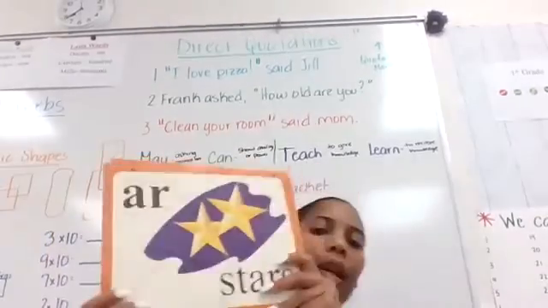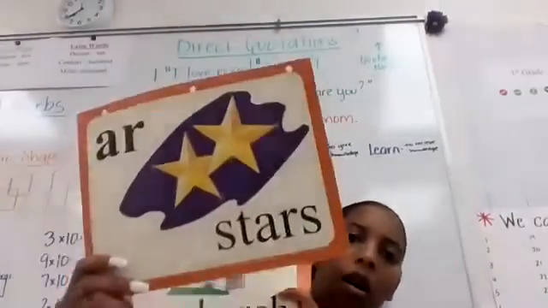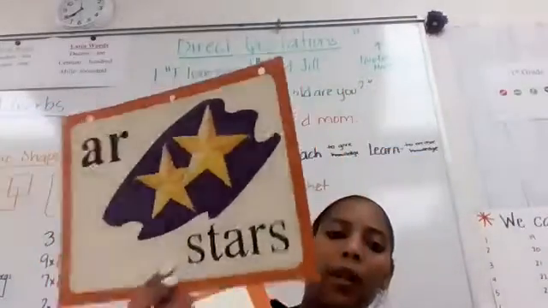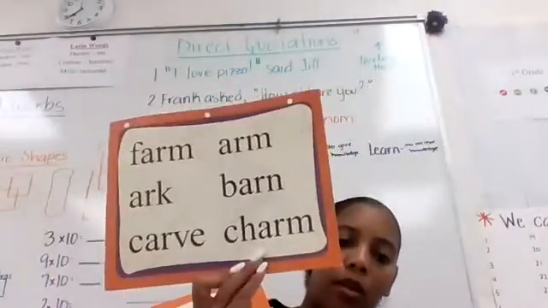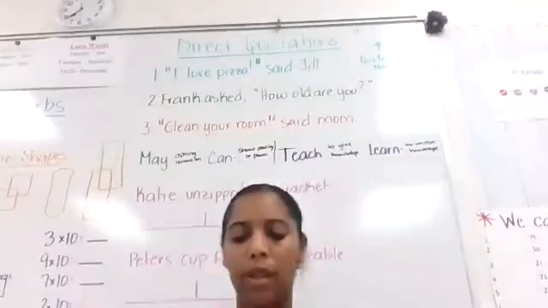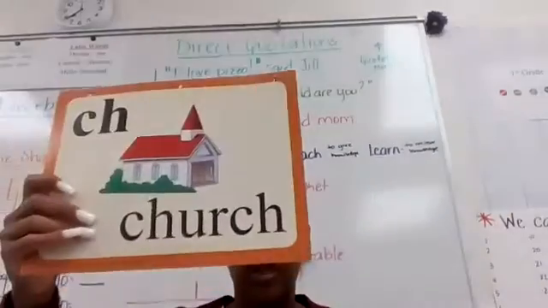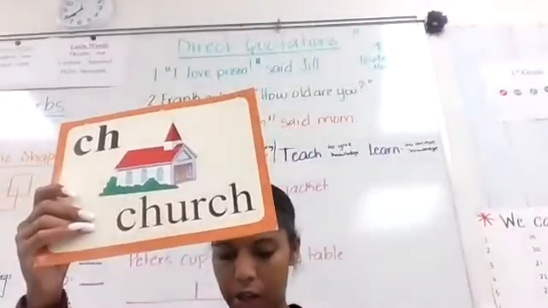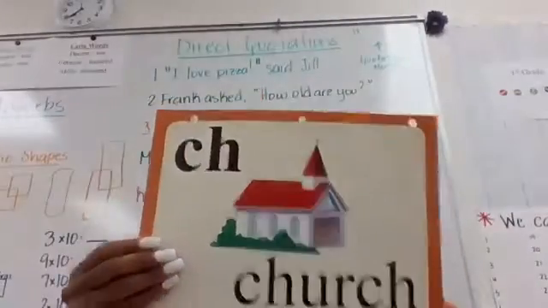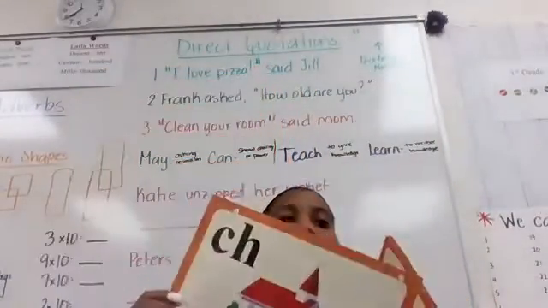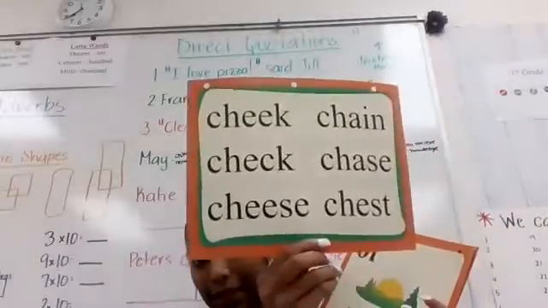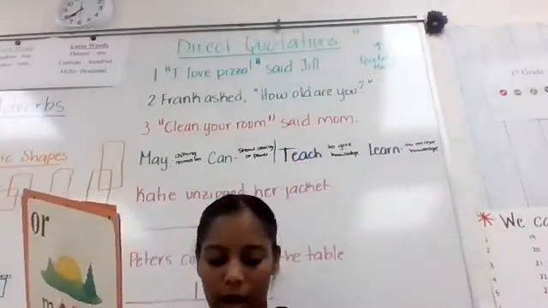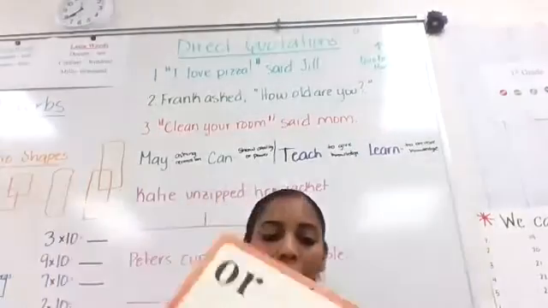Okay, AR. AR says ar in stars. Okay, this is where you would keep your farm animals. A barn. Good. CH. CH says ch in church. There's different kinds of this, and they all have different tastes. Cheese. Parmesan, mozzarella, pepper jack, cheddar.